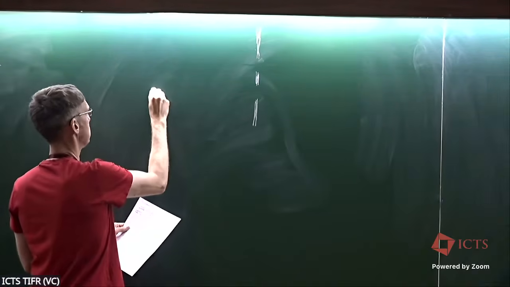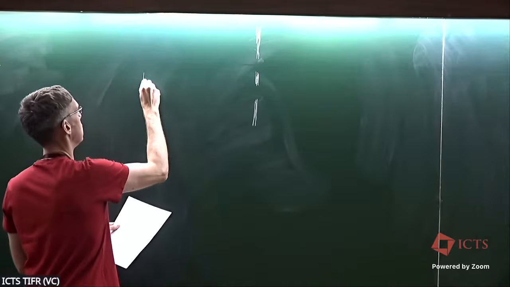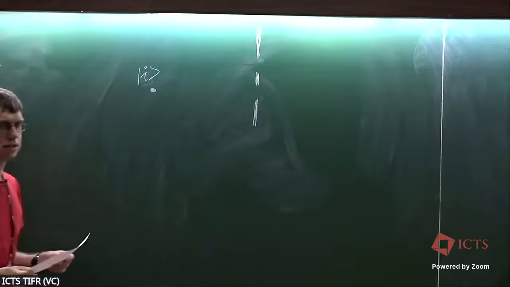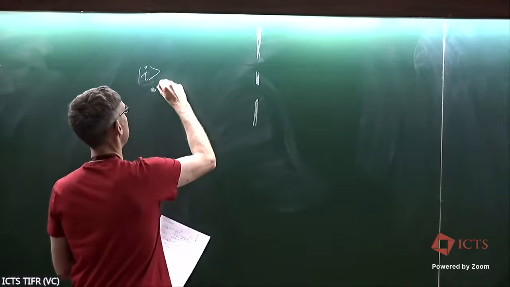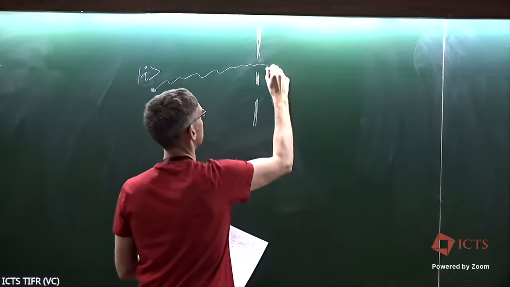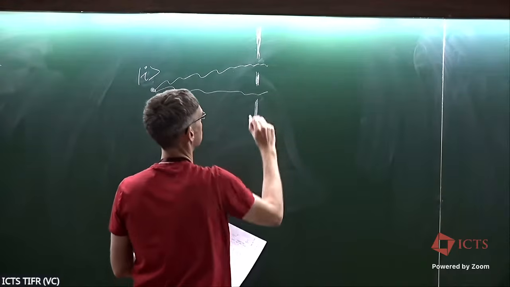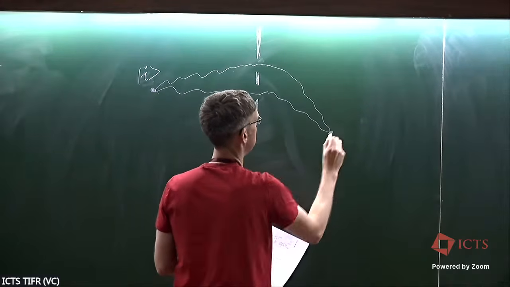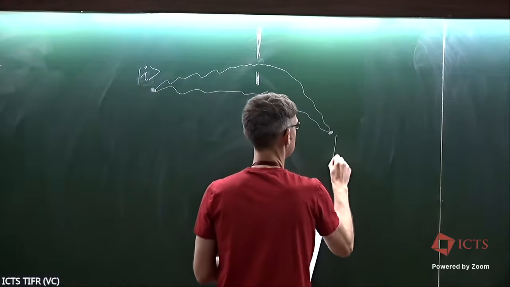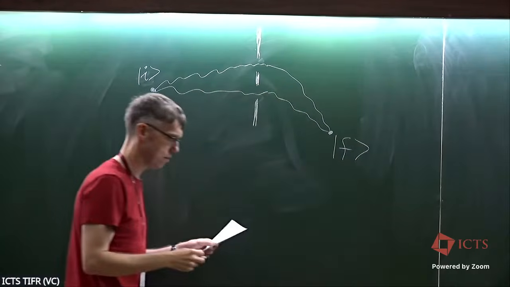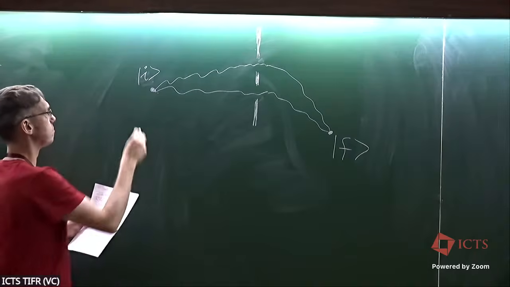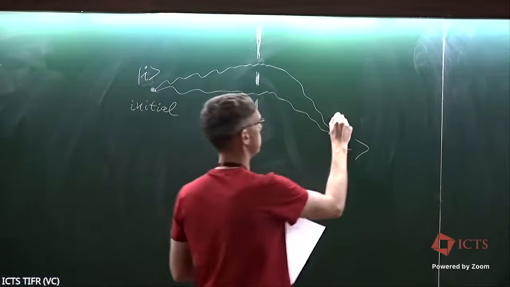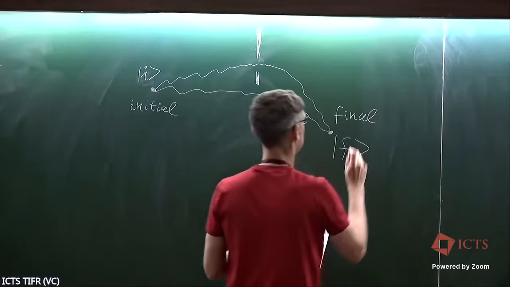Say you have a source for your waves somewhere here. That would be the initial state. Then your particle could go through here, or it could go through here. And then it somehow gets to the screen, say over here. And this is your final state. This is initial, and here it's the final one.